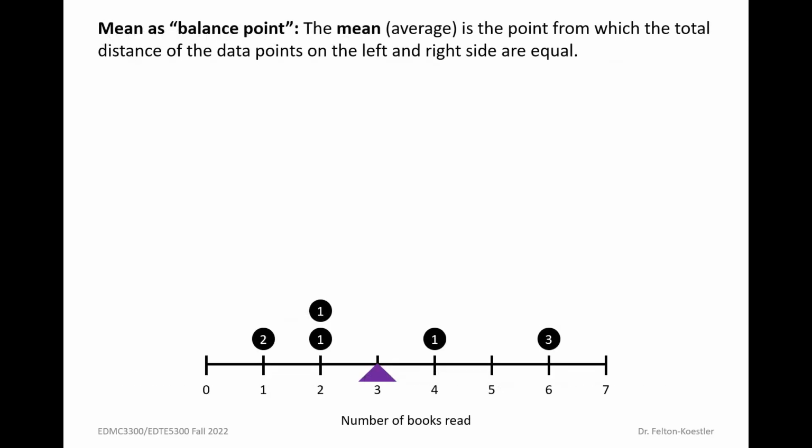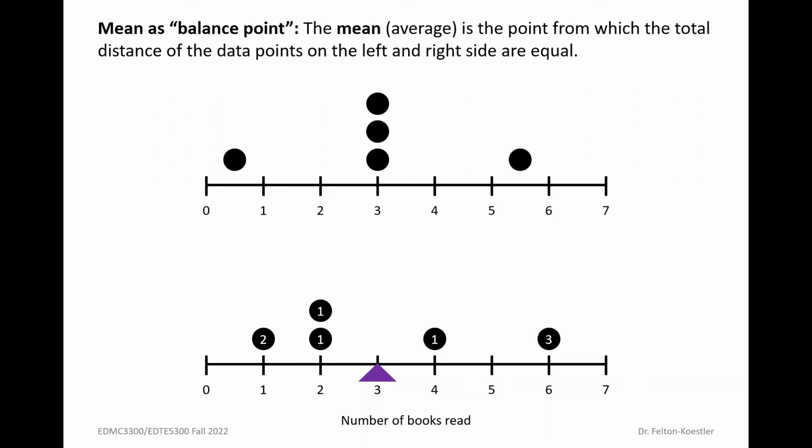All right, so let's go back to our animal book club. And we're going to think about how the mean as a balance point can help us reason about how spread out the data are. And to do that, I want to compare to a different book club.